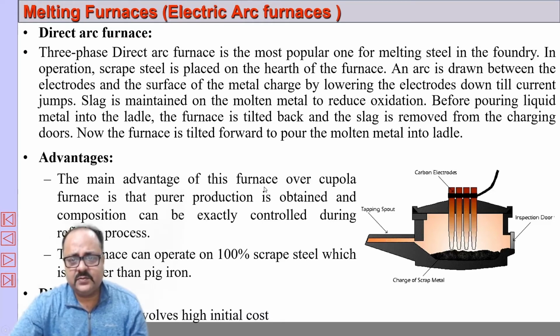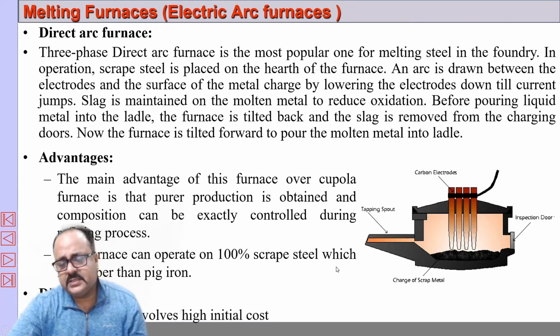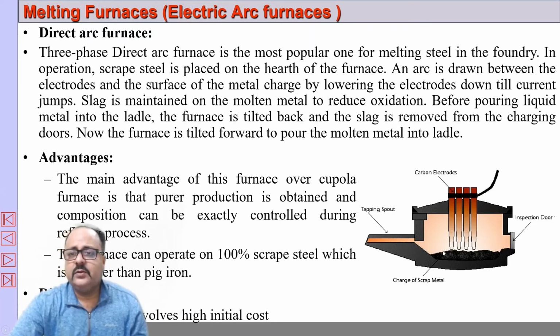So the main advantage of the furnace is that purer production is obtained, and the composition can be controlled during the refining process. The process can operate with 100% scrap steel, which is cheaper than the pig iron. And the furnace involves high cost. The cost of the furnace is very high because of the carbon electrodes. So it is slightly higher cost.